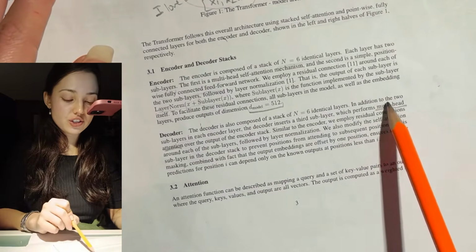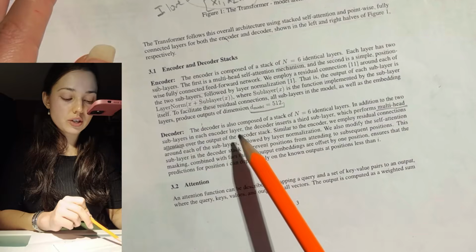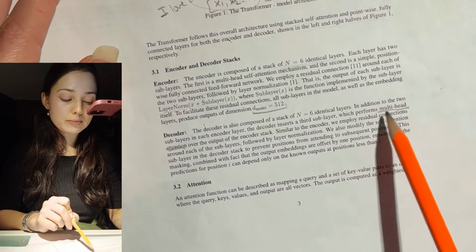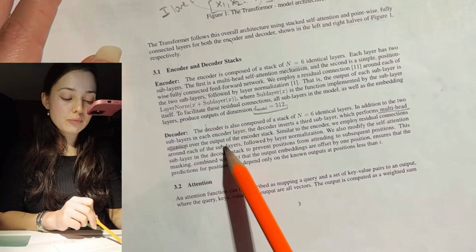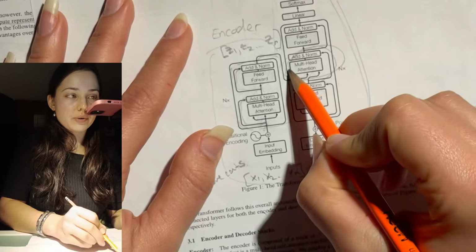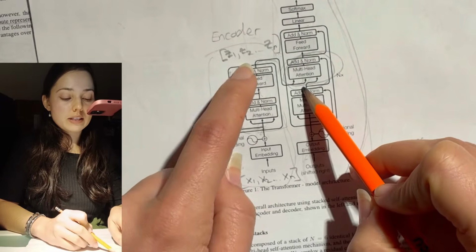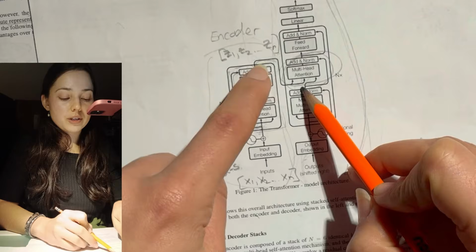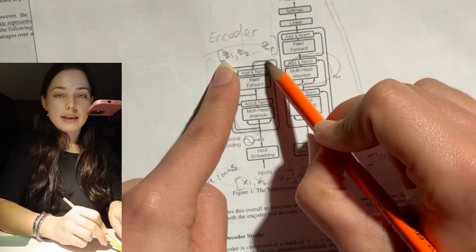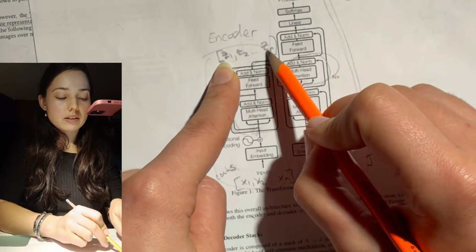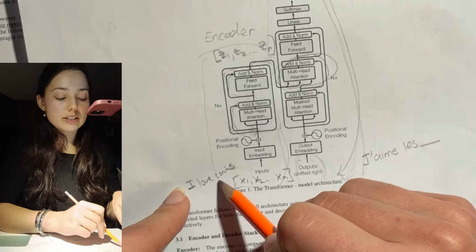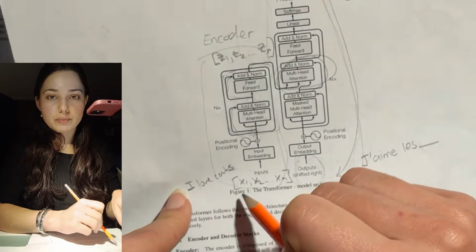So it says, in addition to the 2 sublayers in each encoder layer, the decoder inserts a 3rd sublayer, which performs multi-head attention over the outputs of the encoder stack. So that's this one. This is kind of the new layer in the decoder. It takes the output of the encoder, which has provided context into I love cats. So now I love cats is in some latent space represented by Z, where the attention mechanism has been applied. So the words I love cats now have contextual meanings.